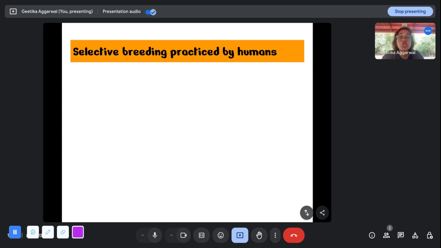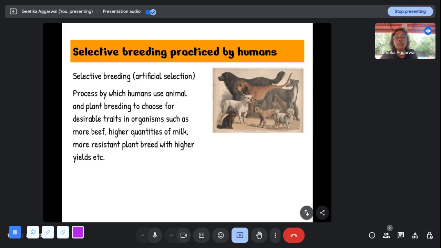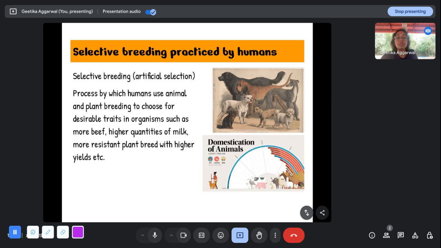They have been selectively choosing traits in animals which make them more docile, which make them more beneficial to humans. So domestication happened very early on in human societies. Selective breeding is also known as artificial selection. It's a process by which humans use animals or plant breeding to choose for desirable traits in those organisms. For example, to choose for more beef, if we're talking about cows, to choose for higher quantities of high milk producing cows, or to choose plants that are more resistant and that give you higher crop yields. So selective breeding has been happening for a long time now.